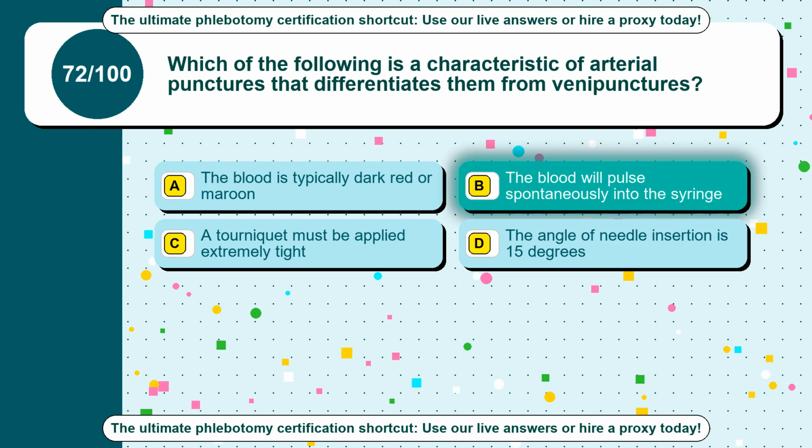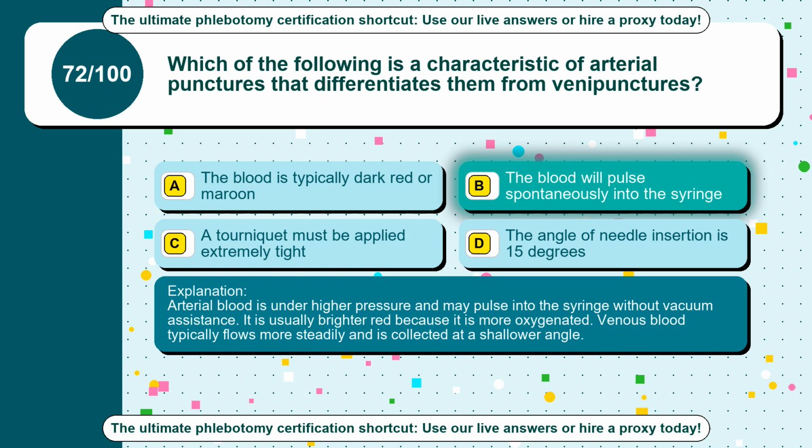The correct answer is option B. The blood will pulse spontaneously into the syringe. Arterial blood is under higher pressure and may pulse into the syringe without vacuum assistance. It is usually brighter red because it is more oxygenated. Venous blood typically flows more steadily and is collected at a shallower angle.